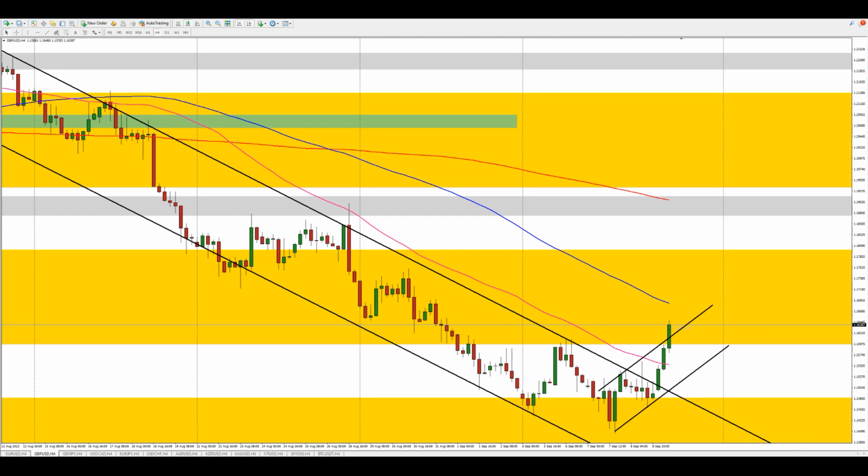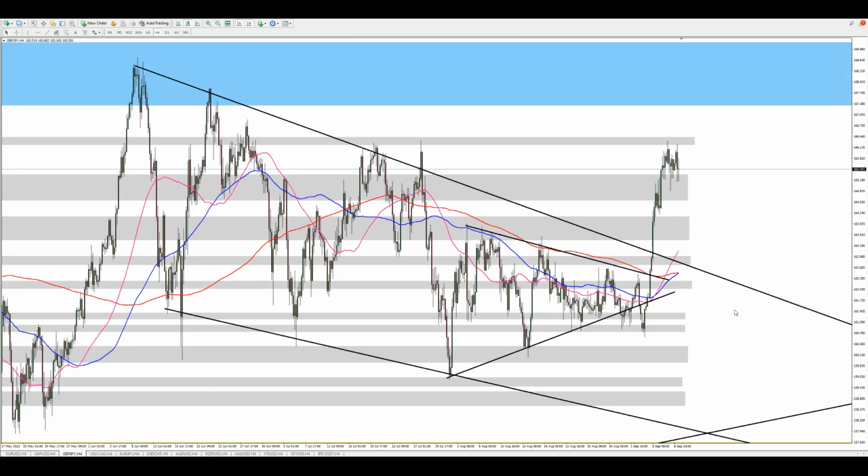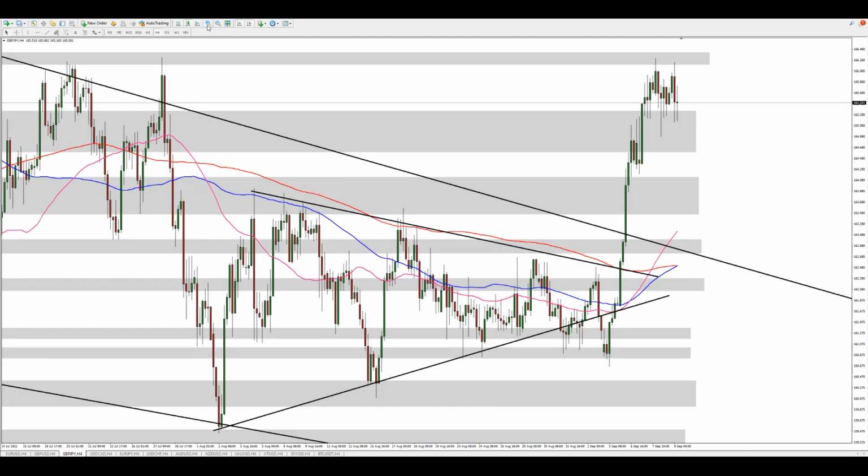Next we are going to be looking at the British Pound Japanese Yen. Let me zoom in. We can see that we have a very big breakout and this rally going up. Let's look at how many pips it has gone so far. It has gone more than 300 pips. Wow, that's a massive move.